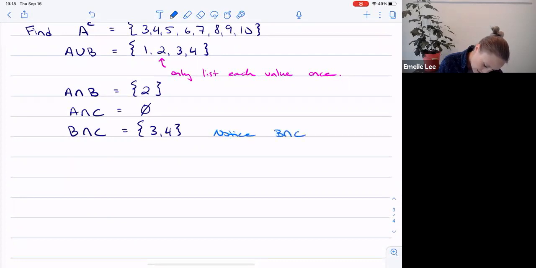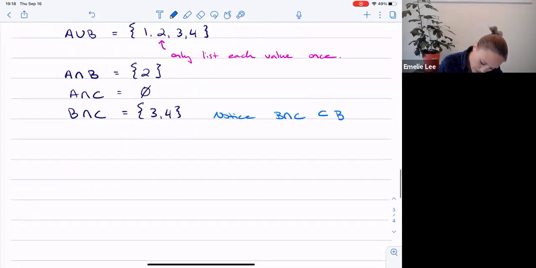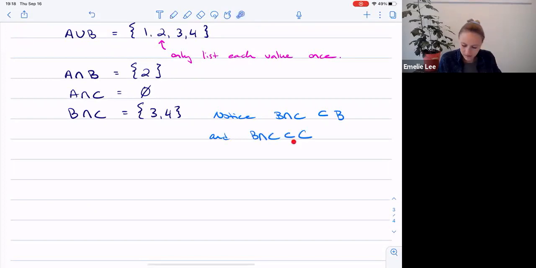Notice that B and C is contained in B, and B and C is contained in C. Uh-oh, context makes all the difference here. So B and C is contained in C. In fact, maybe I should try to make it a little bit more square or kind of squished, I guess. Let's kick it up a notch.